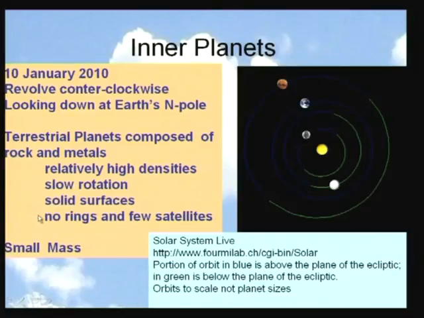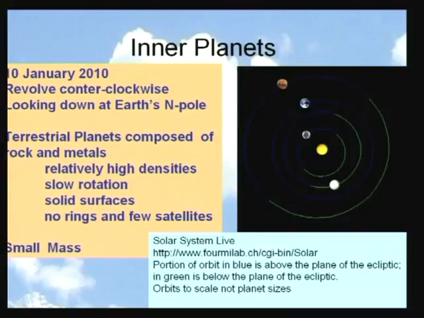So, these have relatively slow rotation, and they have solid surfaces, which I have already mentioned, and these planets do not have rings or many satellites. There are two which have satellites, Earth and Mars, but they do not have a large number of satellites, and none of them have rings. And they have relatively low masses.